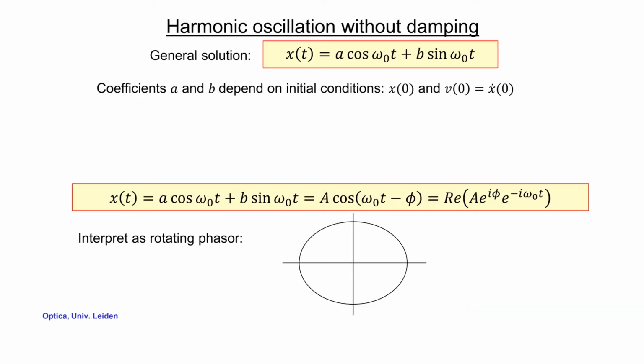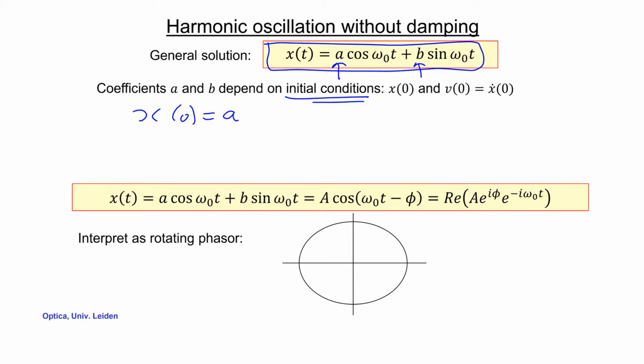If you look at the generic solution of the undamped harmonic oscillator and wonder what determines these coefficients A and B, the answer is simple. They depend on the initial conditions, right? I mean, if you know the position at time is 0 and look at the expression, you see the position at time is 0 is simply A, so that determines A. And if you look at the speed at time is 0, you have to take the derivative of this thing at t is 0, and you find omega 0 times B.